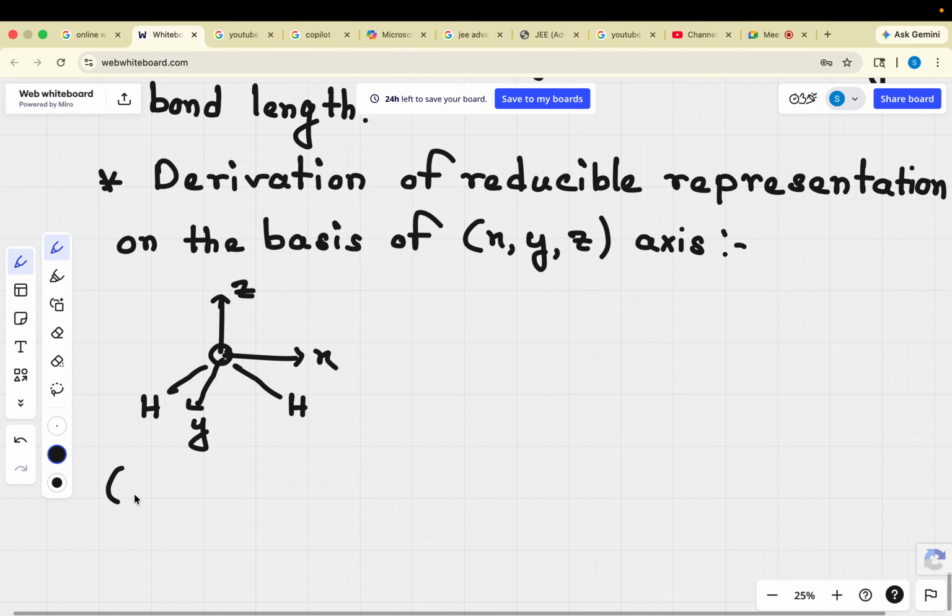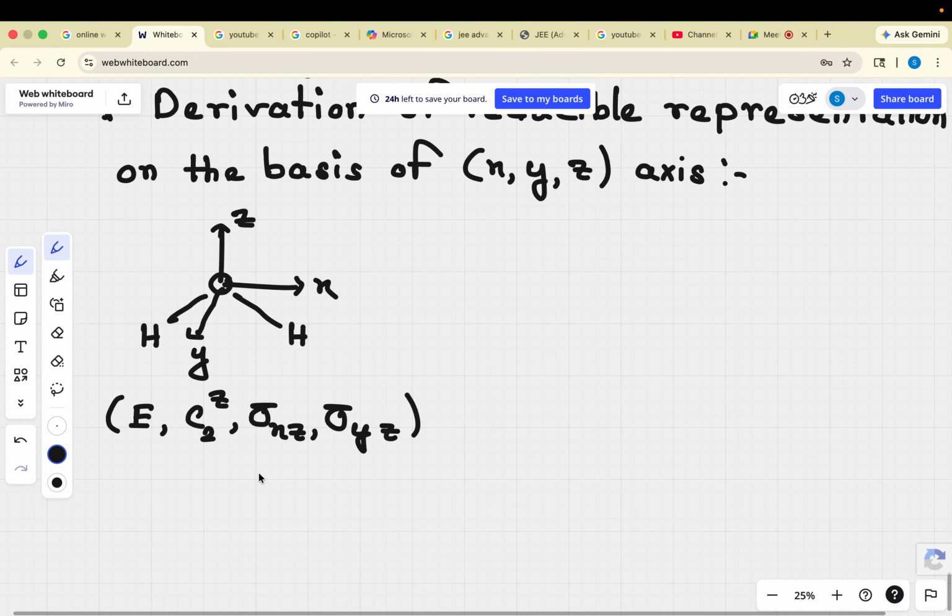And what are the elements we have present here? We have E, then we have C2z, next you have sigma xz, and the last one will be your sigma yz. So these are the symmetry elements present in the water molecule that you already know, right?